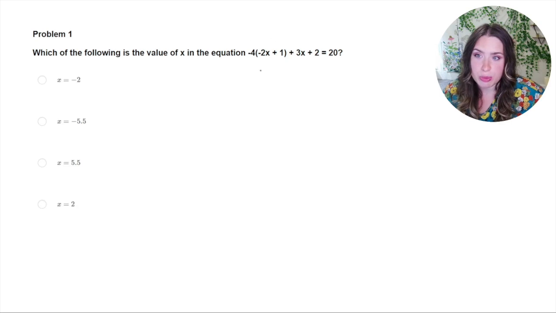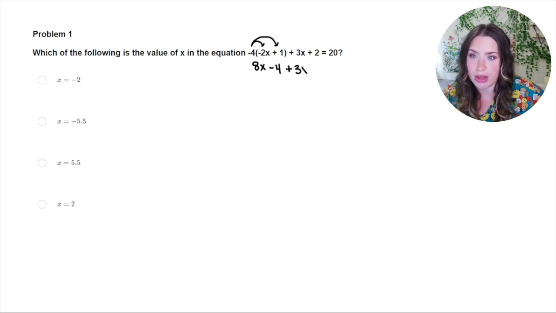So I'm going to start with the parentheses again, but this time I'm going to go ahead and distribute that -4 through the parentheses, which means I'm going to do -4 times -2x, where a negative times a negative is a positive 8x, and then -4 times 1 is -4. If you struggle with your negatives, make sure you use that scientific calculator. Now I'm going to rewrite the rest of the equation around that.